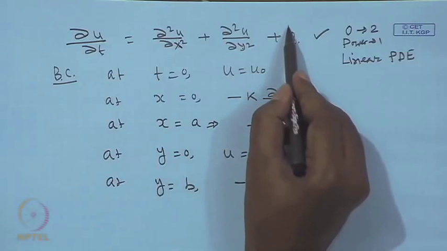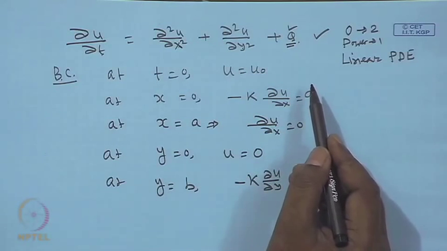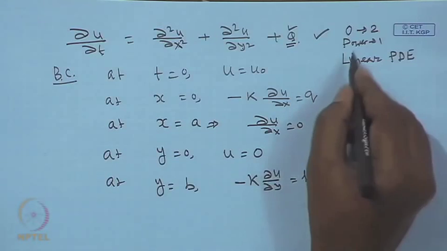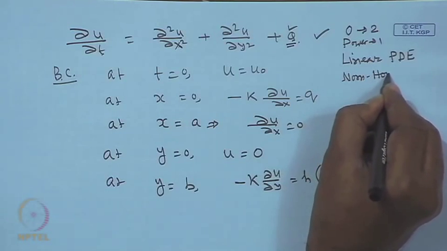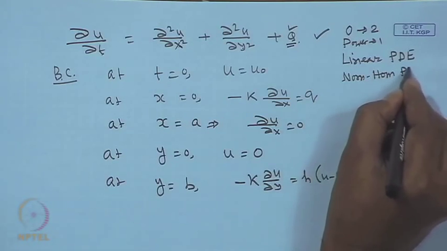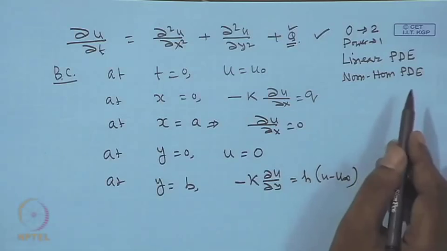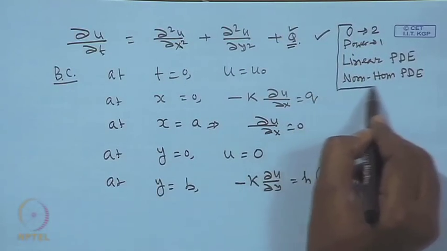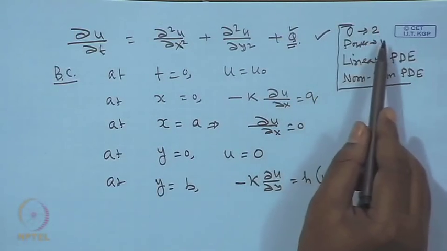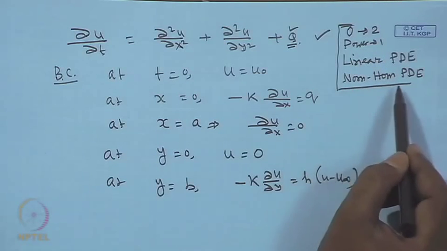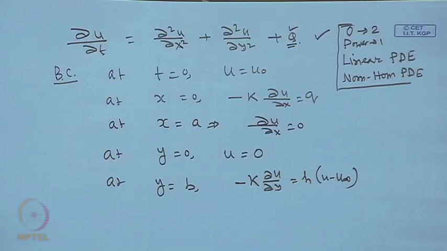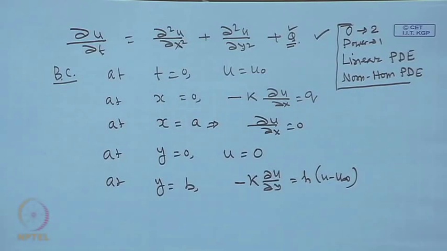There is one term present in the equation which does not depend on the dependent variable. Therefore, this is a non-homogeneous partial differential equation. So, these are the characteristics of this equation: it has order 2, it has power 1, it is a linear partial differential equation, and it is a non-homogeneous partial differential equation. Now, let us look into the boundary conditions.